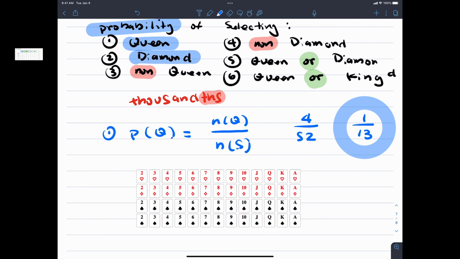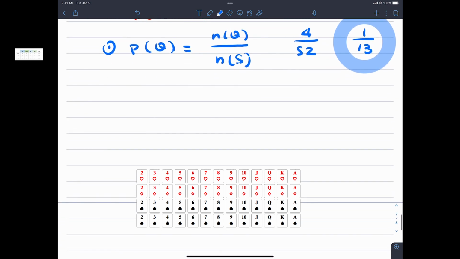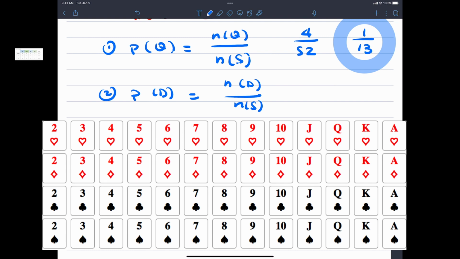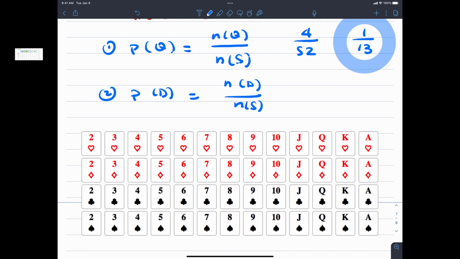Chance you select a diamond. Probability to select a diamond. This is number of diamonds out of the total. So we're going to now look for diamonds. Which one are the diamonds? The second row, is that true? How many diamonds are there? 13 diamonds out of how many cards?